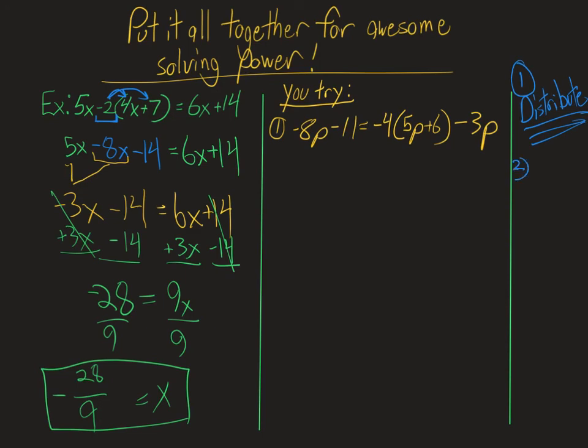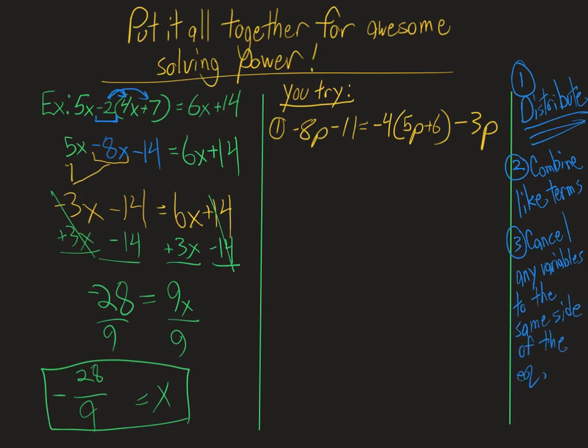All right, step 2, I should have written in there. Combine any like terms. And then step 3, cancel any variables to the same side of the equation. Okay, I'll do 3 steps at any of these and bring it right down to solved. Distribute. Copy everything down.